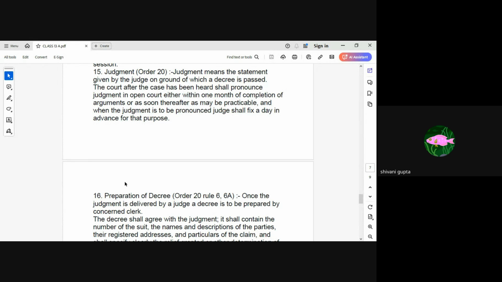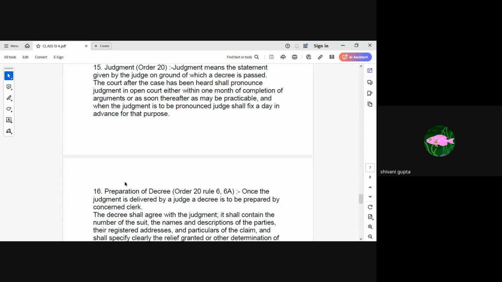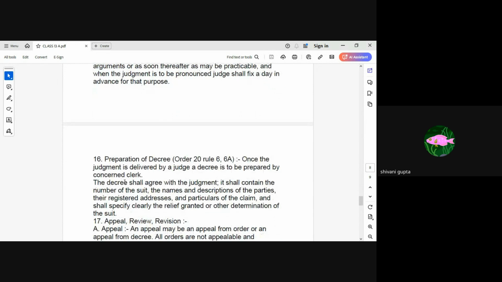Preparation of the decree is given under Order 20, Rule 6A. The judgment is delivered, and the decree is prepared by the concerned clerk. The decree shall agree with the judgment. It shall contain the suit number and details, such as the names and description of the registered parties, and specifically and clearly the reliefs that are being granted, or the determination of the suit.